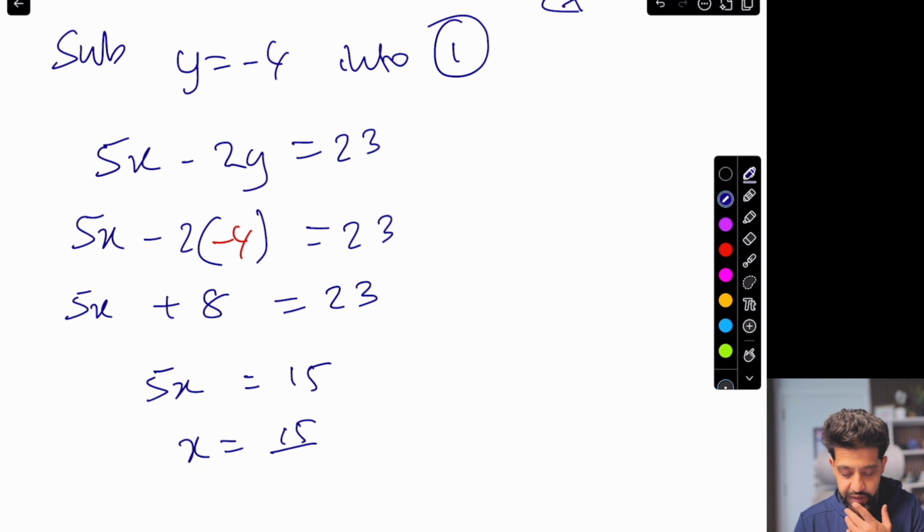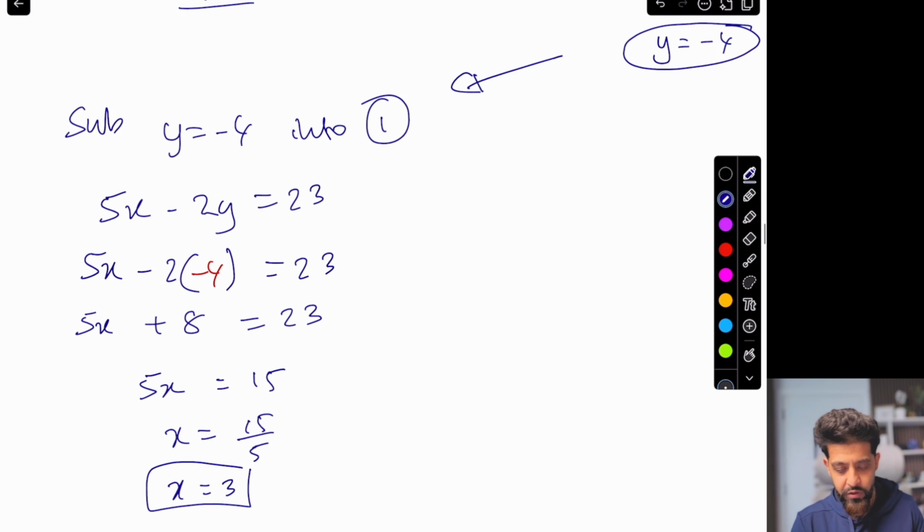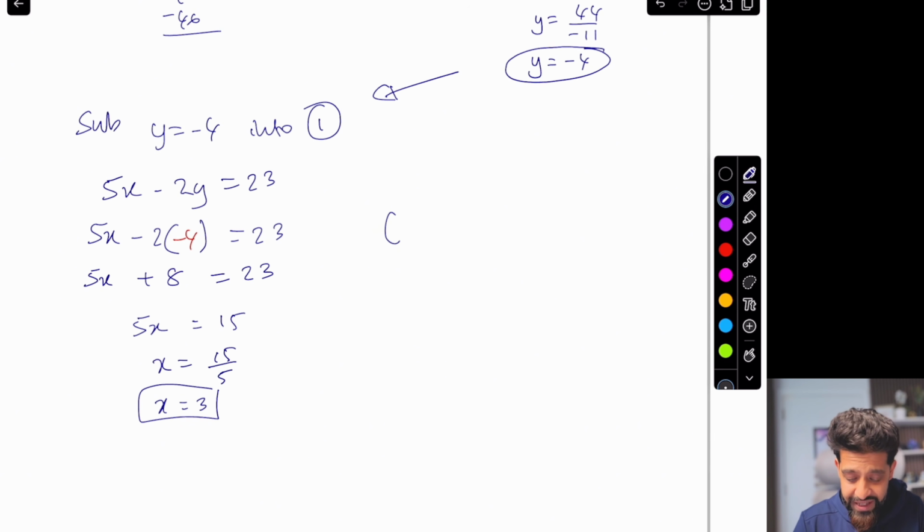x is equal to 15 divided by 5. x is equal to 3. So that's my solutions now. Done. But let me do that check quickly, because this is something I teach my students.